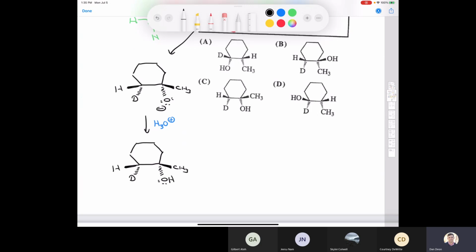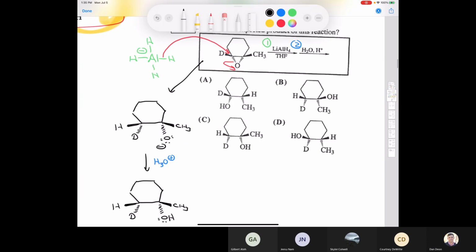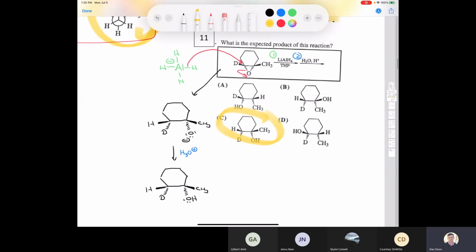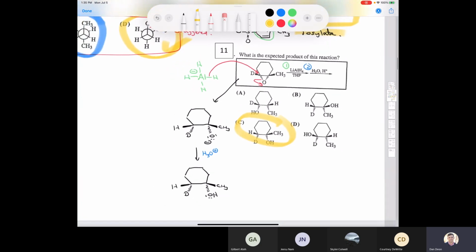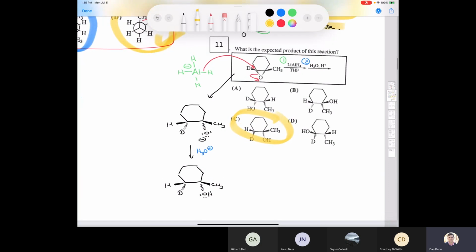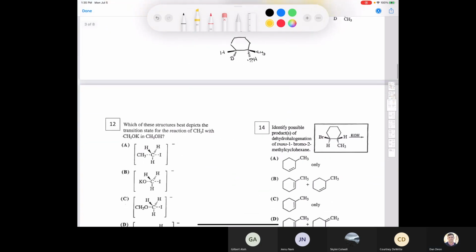So which one of these is the right answer? And the answer is C. So you can see that it's really handy to be able to draw mechanisms to solve these kinds of problems and to understand the regioselectivity of the nucleophilic attack of the hydride. And we covered this at length in chapter 12, I believe. So there we go. Let's move on to question number 12.